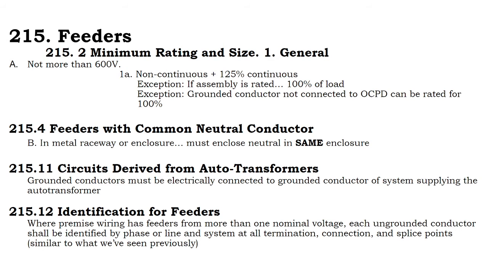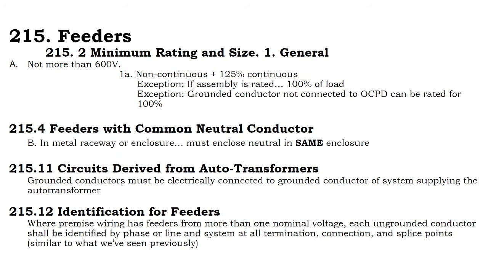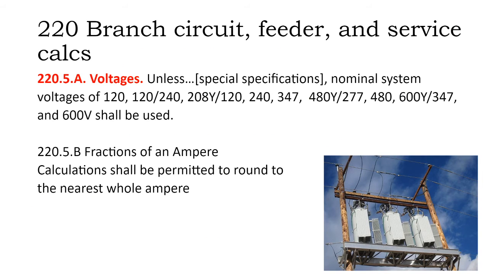Where the premise wiring has feeders from more than one voltage, each ungrounded conductor shall be identified by phase or line at all termination, connection, and splice points. Now we see solar labeling and conduit requirements, but this is just saying, any kind of feeder conductor, if you have multiple kinds of feeders, you need to label the feeders to say what's going on.